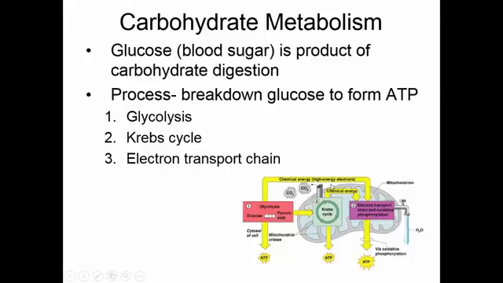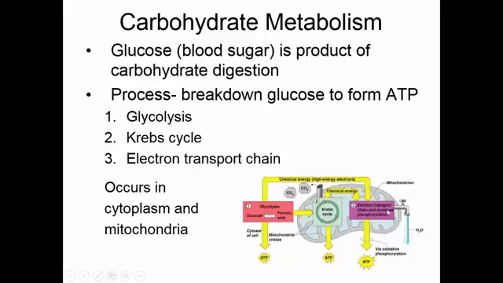Materials that are made in glycolysis and in the Krebs cycle go into the electron transport chain so that we can make ATP. Glycolysis occurs in the cytoplasm, and everything else occurs in the mitochondria. One glucose molecule will yield approximately 36 ATP molecules.